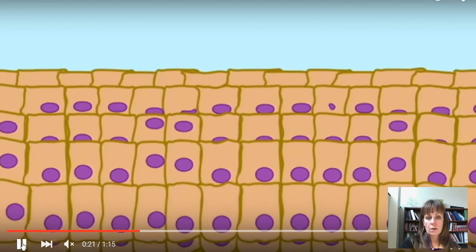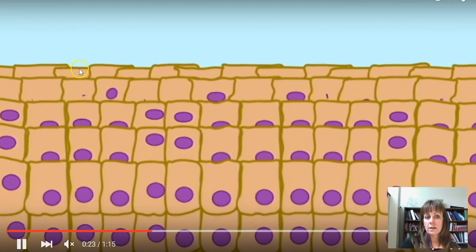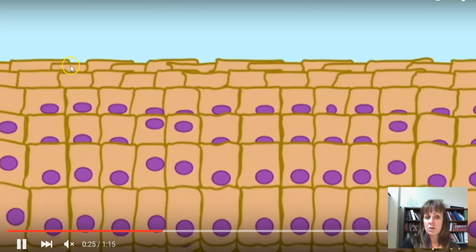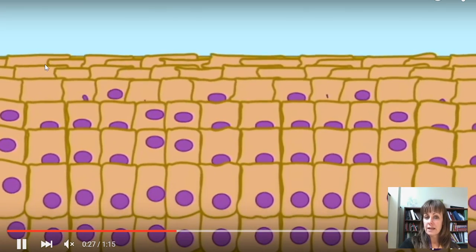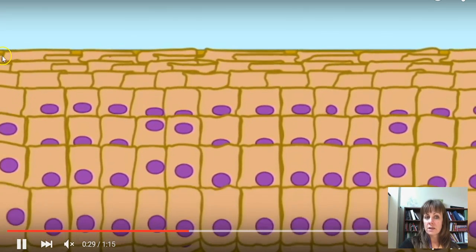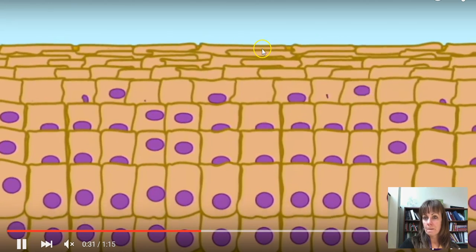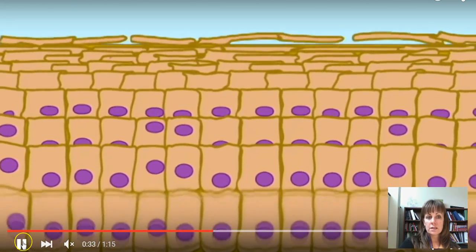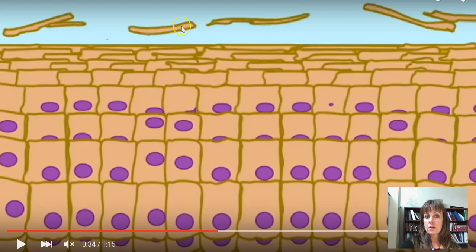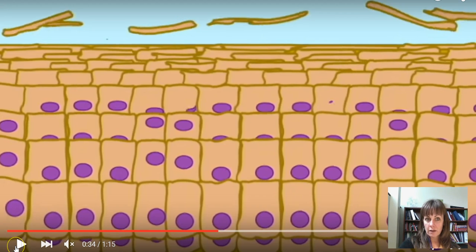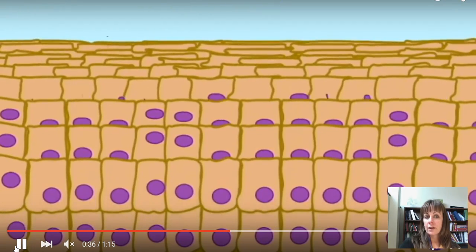Okay, so what happens is these dead cells keep getting pushed up and up. You notice they get squished flat as this happens, so they become this squamous shape. And then once we get to the very top, notice that these dead cells now flake off and fly away.